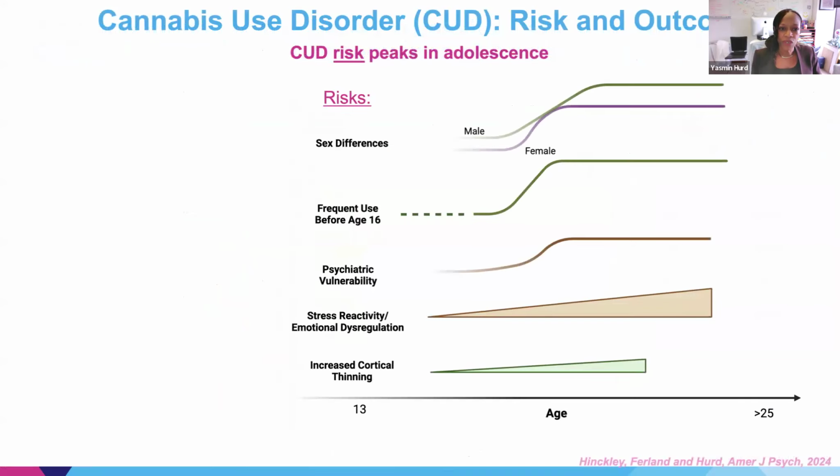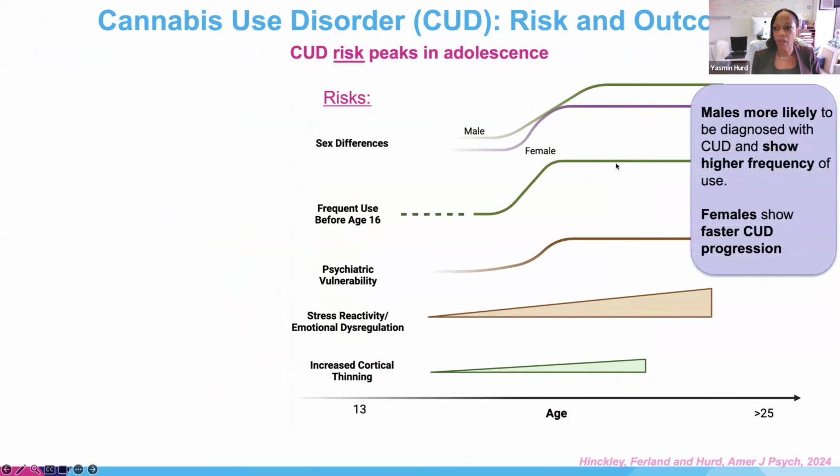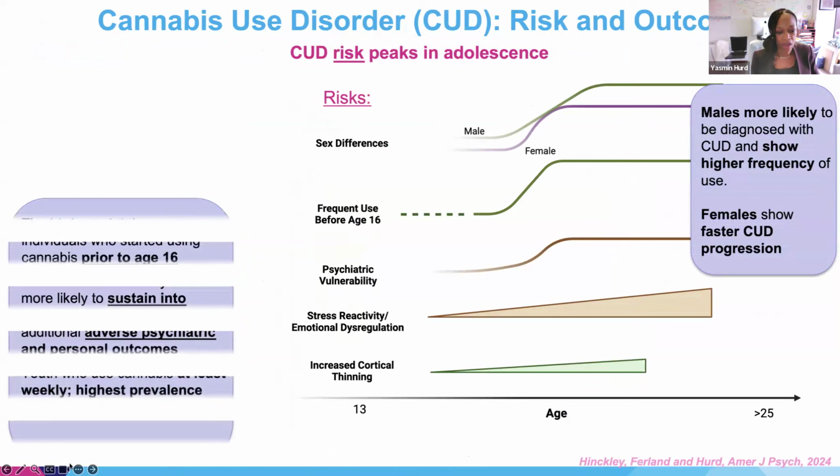A lot of research has really gone on about the risk of cannabis use disorder during adolescence, and there are sex differences. Males are more likely to be diagnosed with cannabis use disorder, and they show a higher frequency of use. But actually, females can progress faster with the cannabis use disorder.